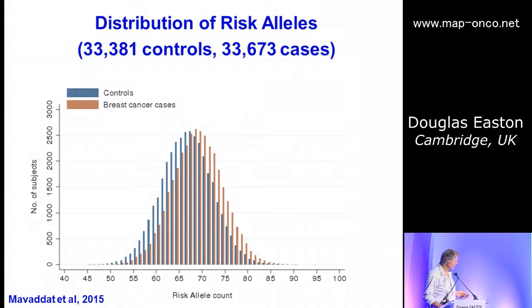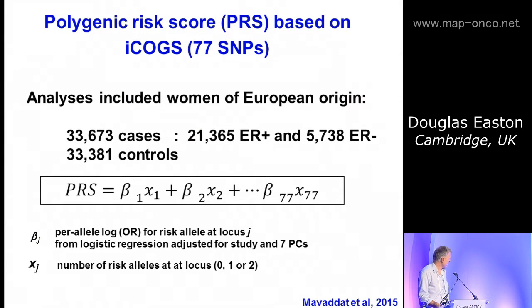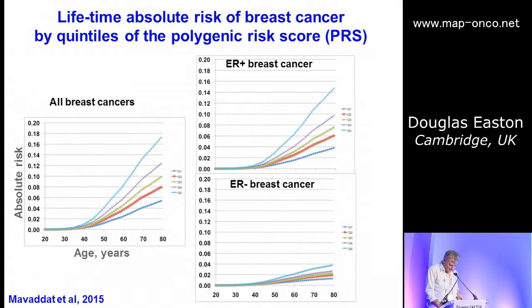The extent to which it's shifted to the right is a measure of how predictive these SNPs are in terms of risk prediction. And you can put that together mathematically by essentially adding the effects of the variants together to form what's called a polygenic risk score. We've tested that on both the iCOGS and the OncoArray data sets. And you do indeed get quite a nice risk prediction.